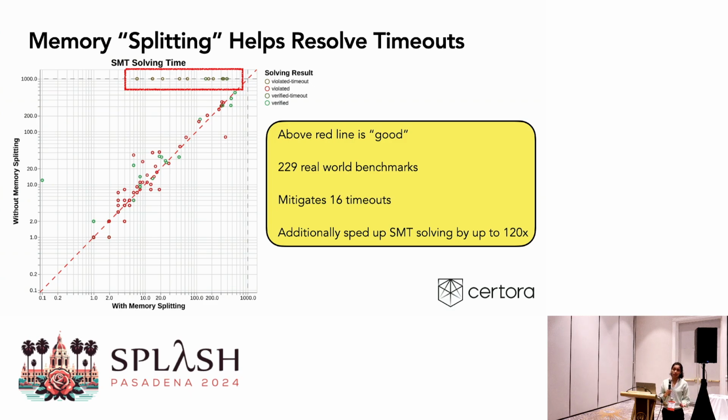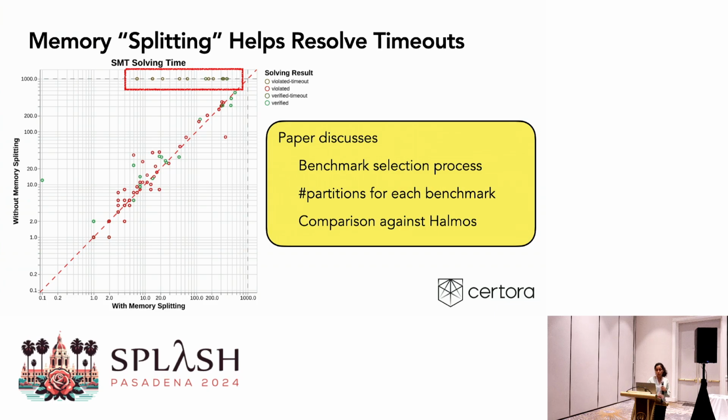You can't tell them that our solver timed out, so we can't prove your property. So it's really important for us to be able to resolve these kinds of timeouts. And so the fact that the analysis and the transformation helps with that is really, really important. There's more in the paper.